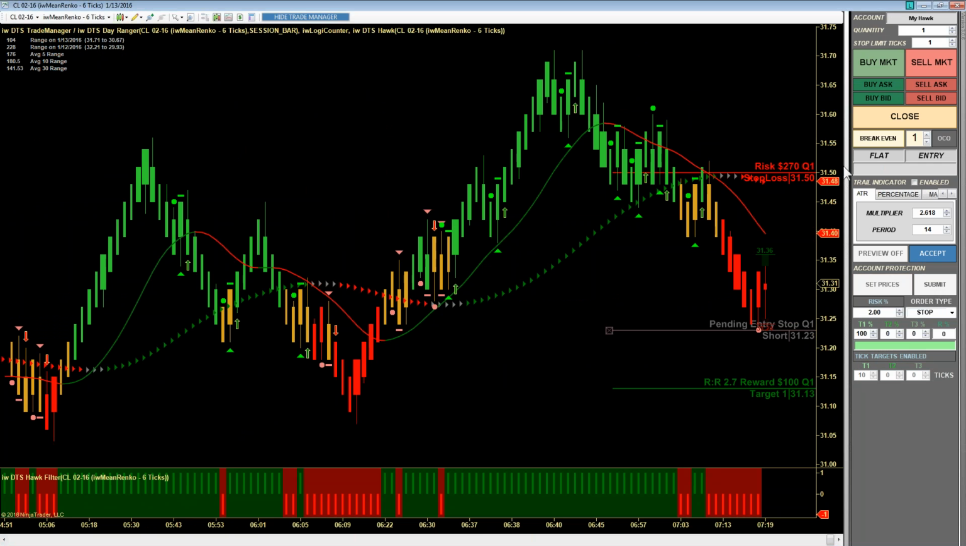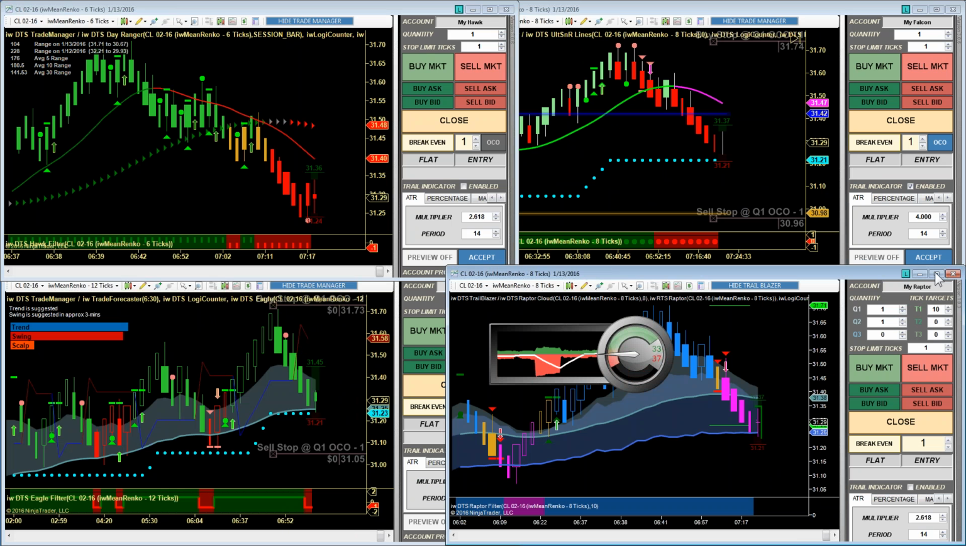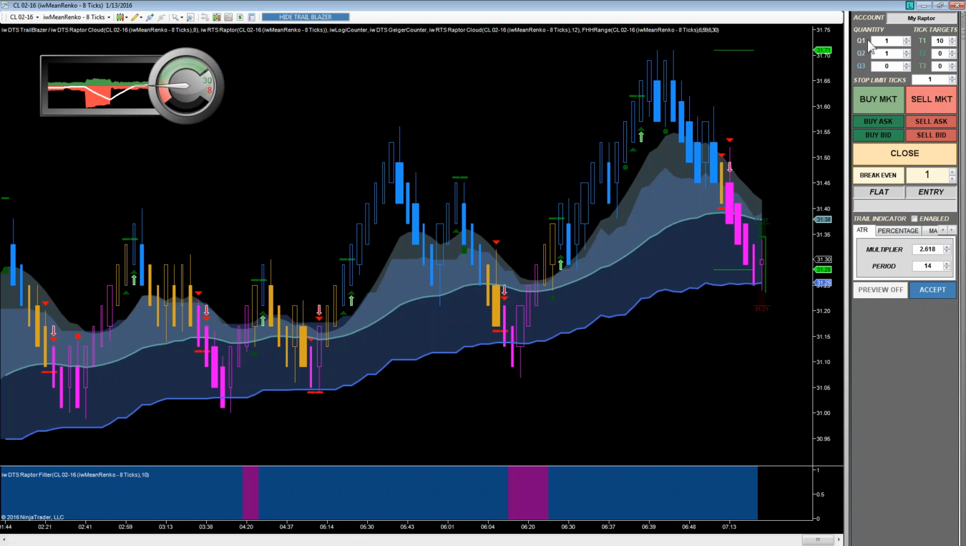And what would happen to him is sometimes, if it was a very fast market, which were the markets that he tended to trade, the market would move past the signal before he could get to the submit button. So the solution to that was to develop the Trailblazer, which is a one-click system. Now with the Trailblazer, you can preset your quantity, you can preset your targets.